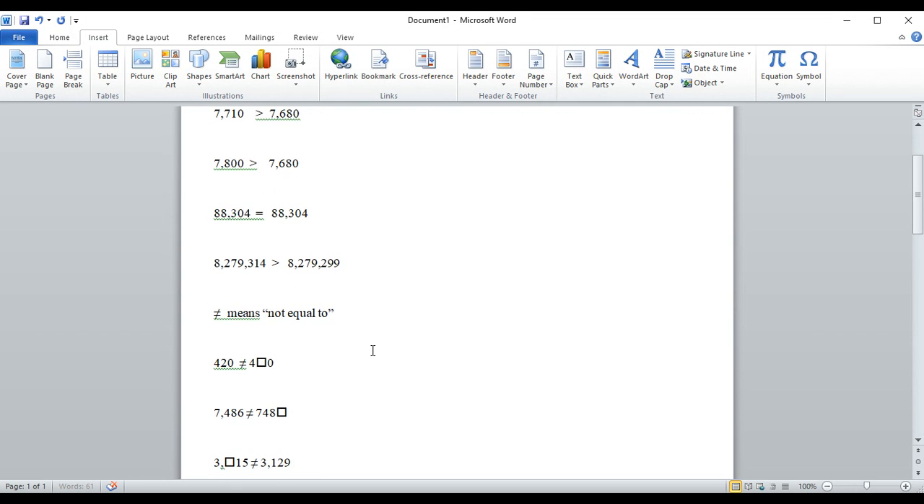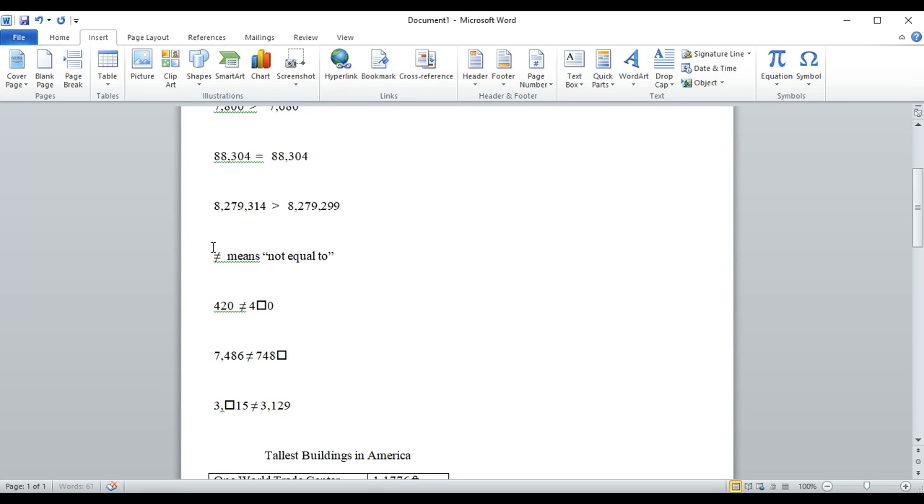So I want to introduce you to a new symbol. This symbol right here looks like an equal sign with a slash through it, and it means not equal to. What you're going to be asked to do is to find all the digits that would go in this box. This is just like a blank box. We have 420 is not equal to 400 something that ends with a 0. So what could we possibly put in there? Could we put a 0 in place of that box? Yes, we could, because 420 is not equal to 400.